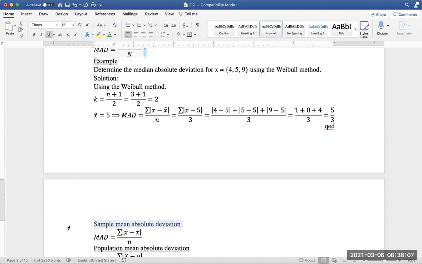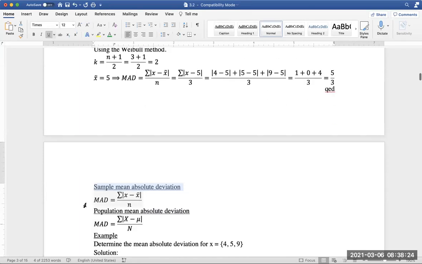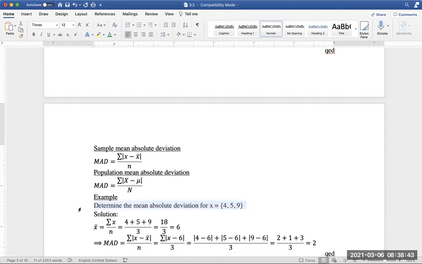Sometimes we will compute, but you really shouldn't compute, the mean absolute deviation: the sum of the absolute value of x minus the mean, all over n. For the population mean absolute deviation, it is the sum of the absolute value of x minus mu, all divided by n. Determine the mean absolute deviation for x equaling 4, 5, 9.